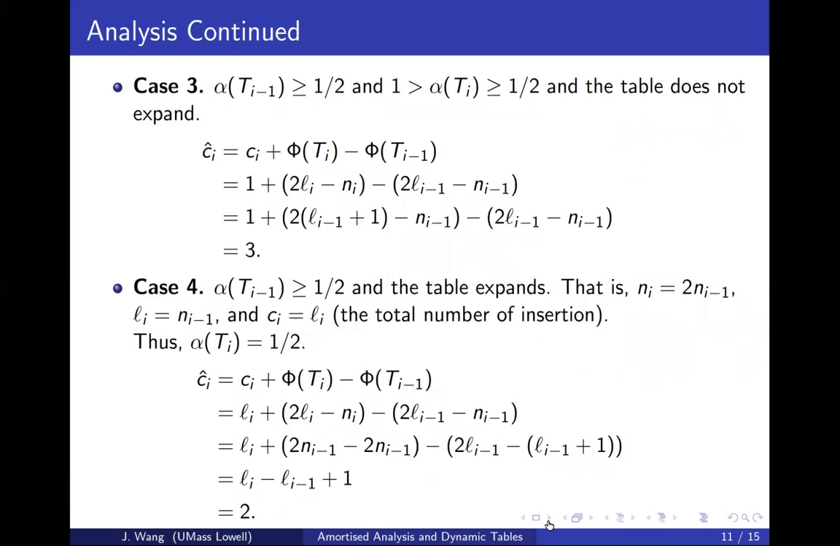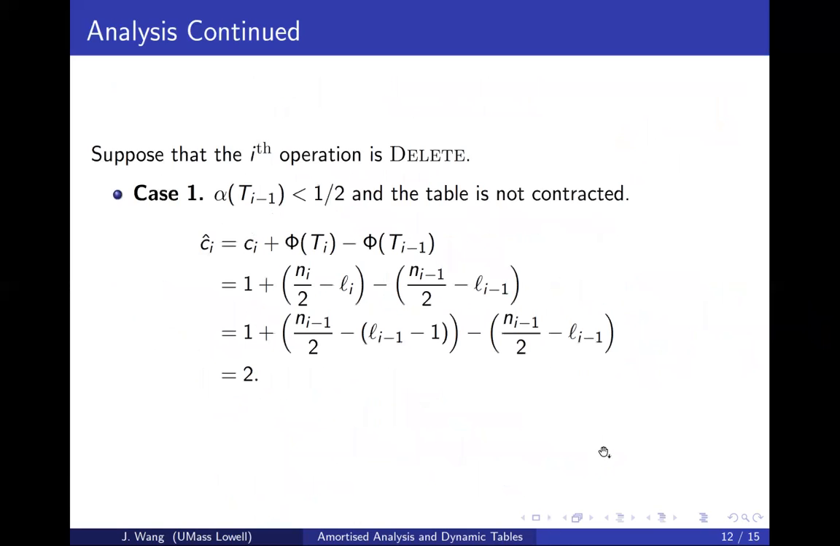Now let's look at deletion. For insertion, we have looked at all possible cases. Then for deletion, we also need to look at all possible cases. We're going to look at them one case at a time. So let's say now it's a deletion. The i-th operation is a deletion. Let's just write that one down.